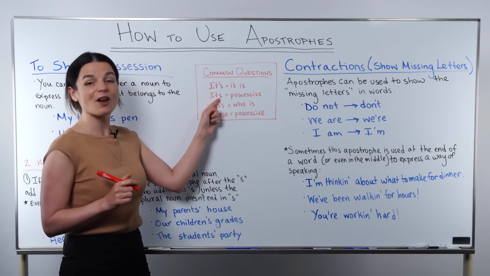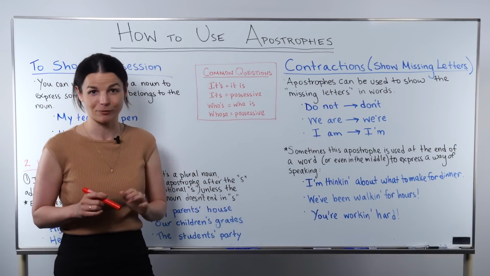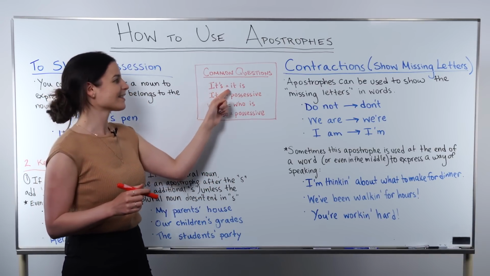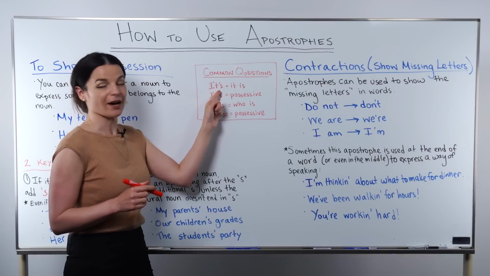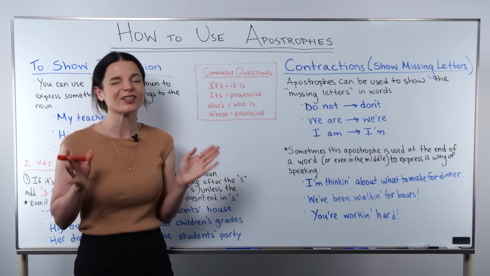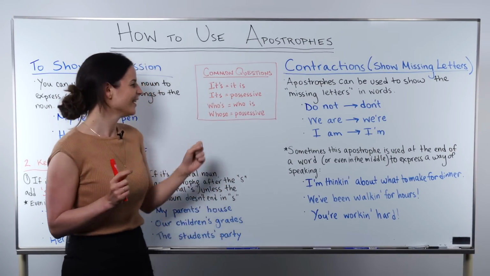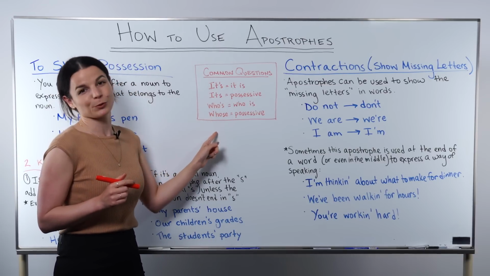So it's with no apostrophe is the possessive form, okay? It is this it with an apostrophe S at the end. So this is one tricky one to remember, okay? Then the second one, this whose question.